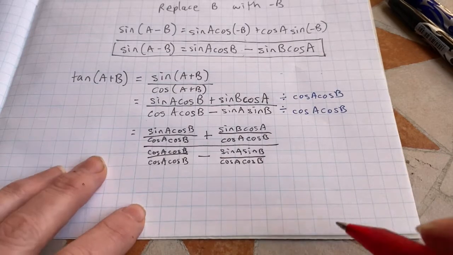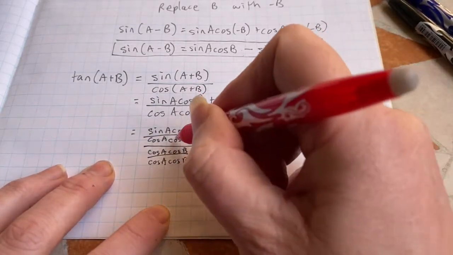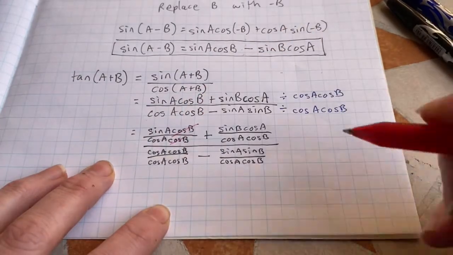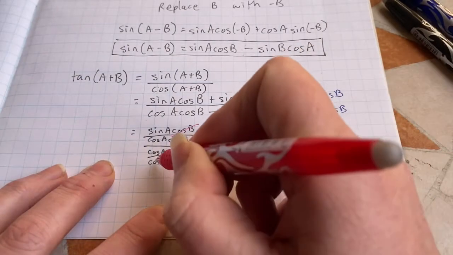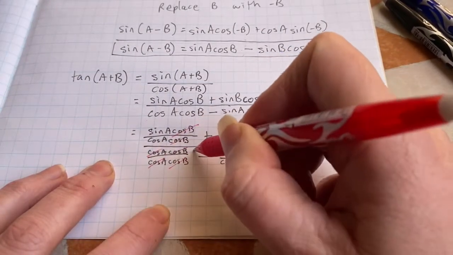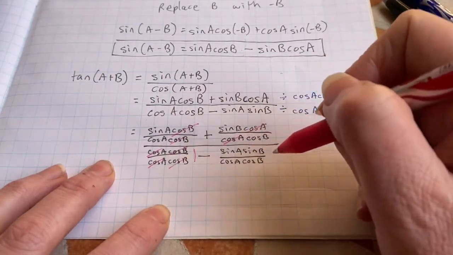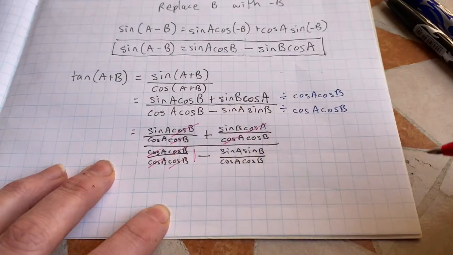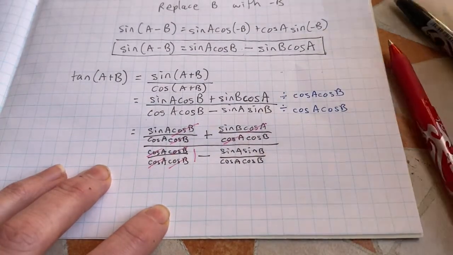Now let's have a look and see if we can simplify some of these. So you can see here there's a cos B there and a cos B there. They are going to cancel out. Over on this one, we've got a cos A and a cos A. They cancel out. Here, cos A cancels cos A, cos B cancels cos B. This whole thing will just be 1. And here, we've got nothing that cancels yet.